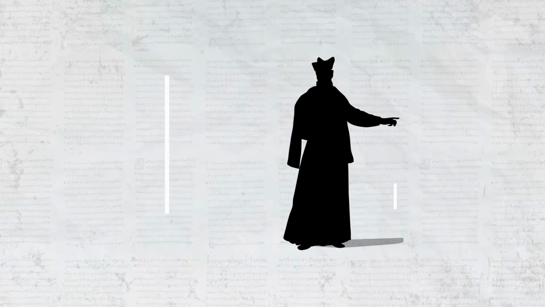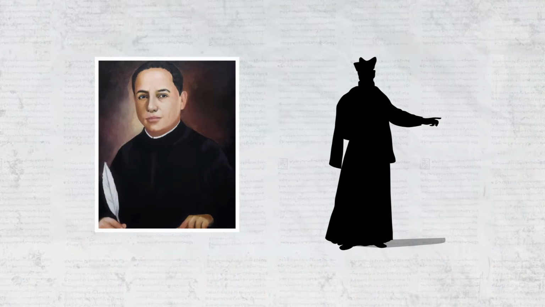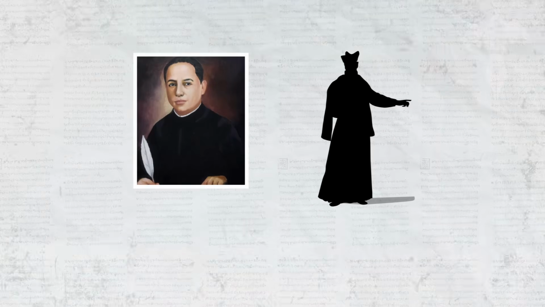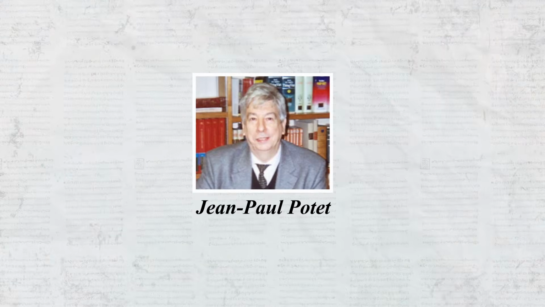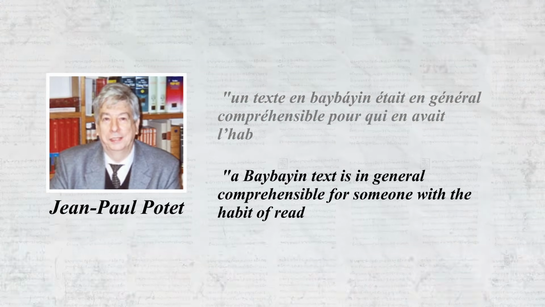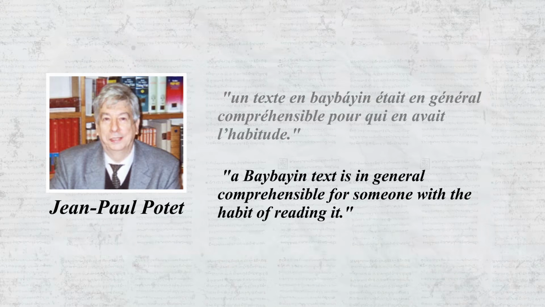Despite these deficiencies, both Alcina and Chirino admitted that there are those who can read it with proficiency and without stumbling. French linguist Jean-Paul Potet agrees with this assessment in that a Baybayin text is in general comprehensible for someone with the habit of reading it.